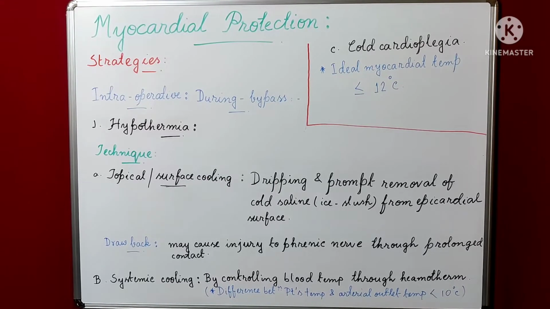degrees. For complex congenital repairs like TOF or TGA, when complex intracardiac repairs are done, in those cases severe hypothermia is used, that is 28 degrees up to 18 degrees. Patient temperature is brought down up to 18 degrees.